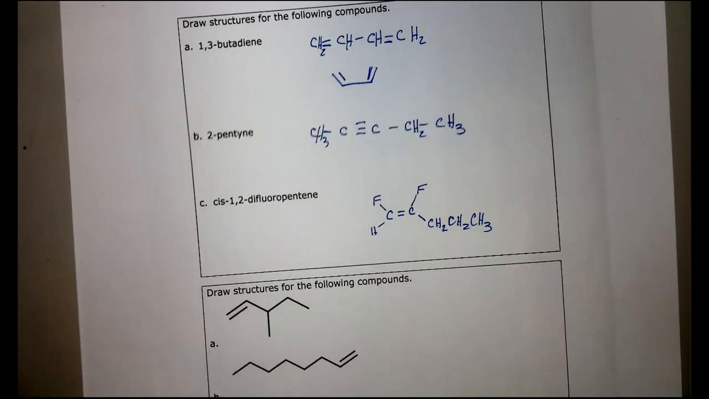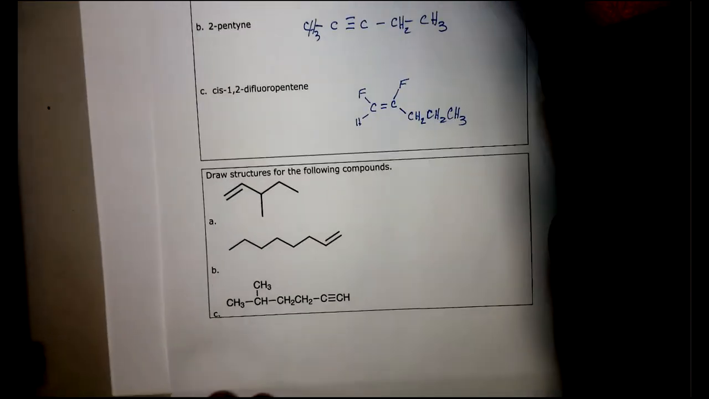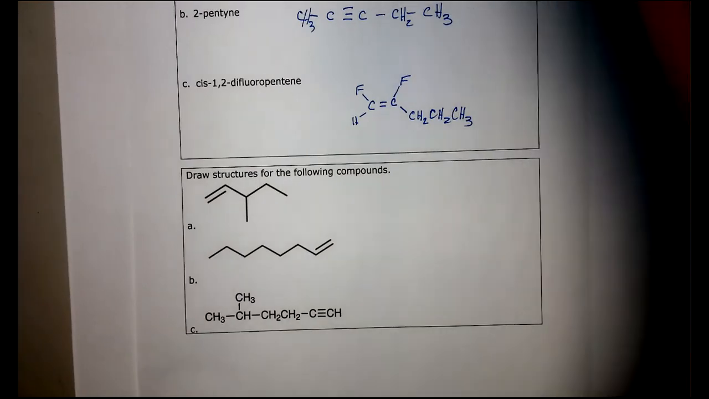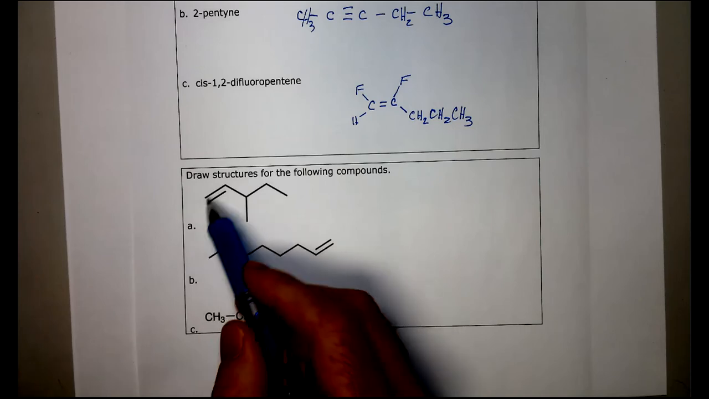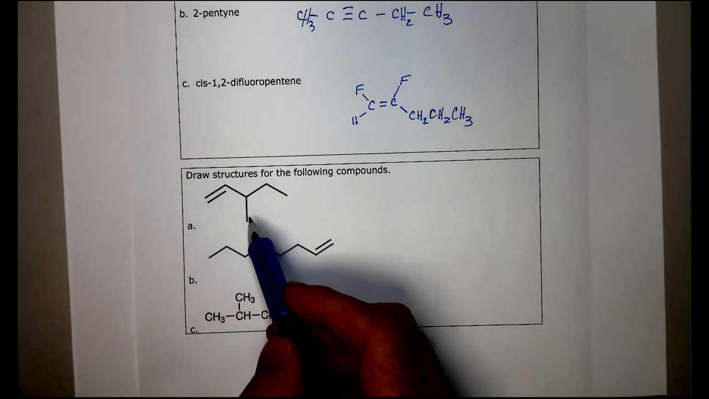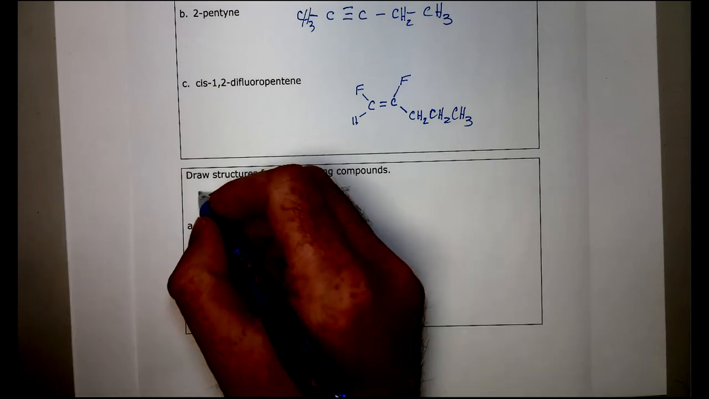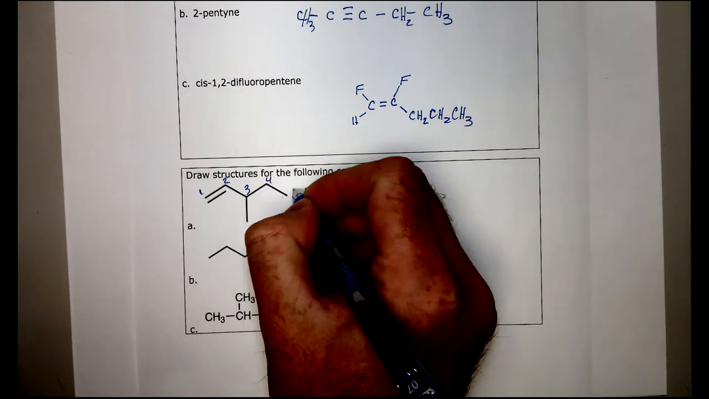Now, let's look at some structures then and see if we can name these. So I've got a double bond there. So the longest chain has to include the double bond. 1, 2, 3, 4, 5. This isn't going to give me anything. But so I'm going to number it 1, 2, 3, 4, 5.